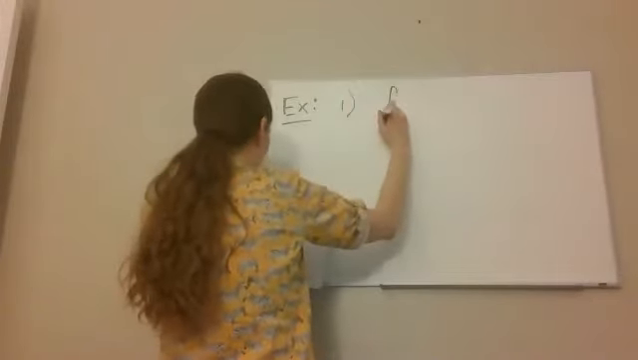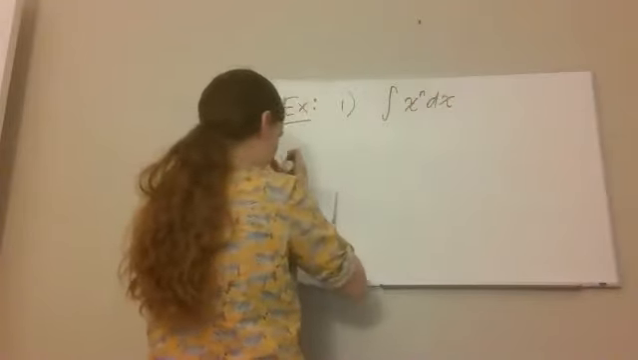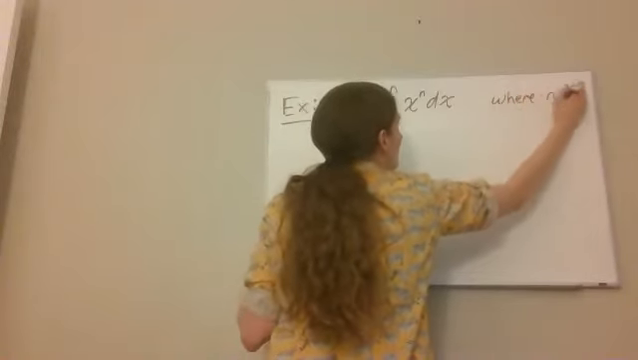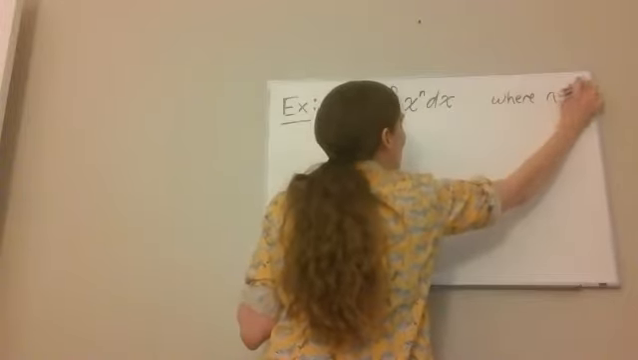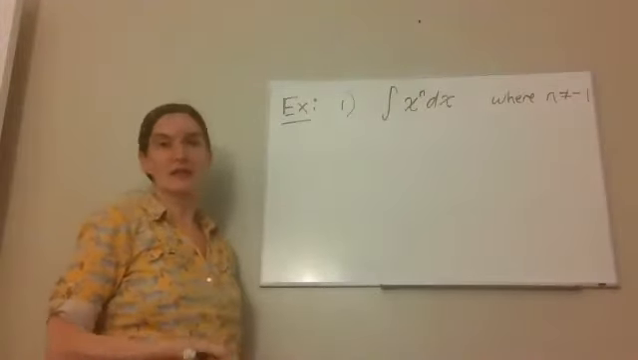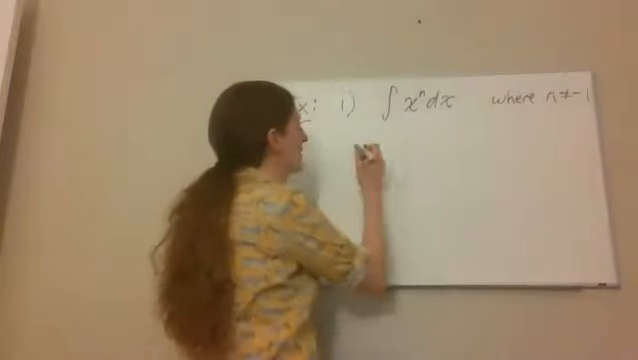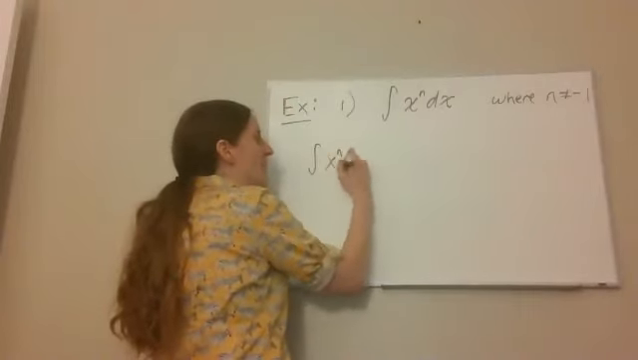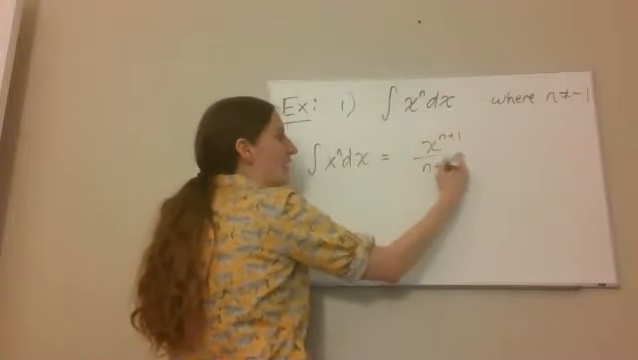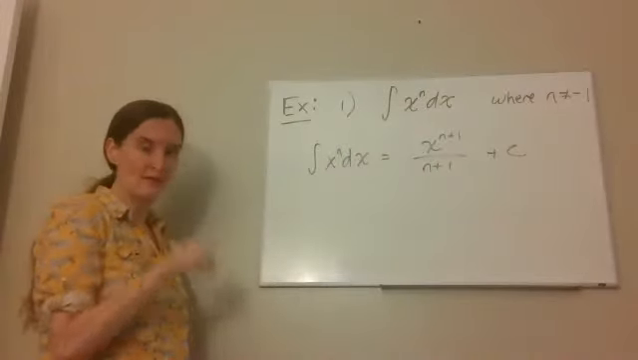So for example, let's do the integral of x to the n, where n is not equal to -1. So n is going to be any power except for -1. Well, then I can do that backwards power rule that we already learned. The integral of x to the n with respect to x, I add 1 to the exponent and divide by that new exponent and add my c. All right, that's not too bad.